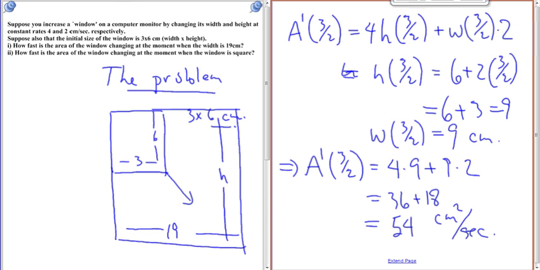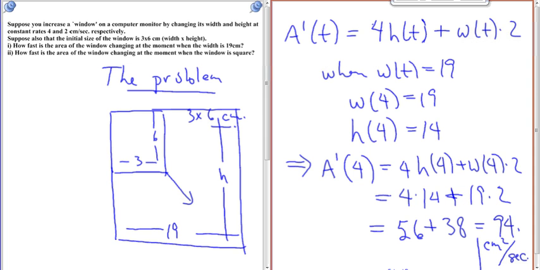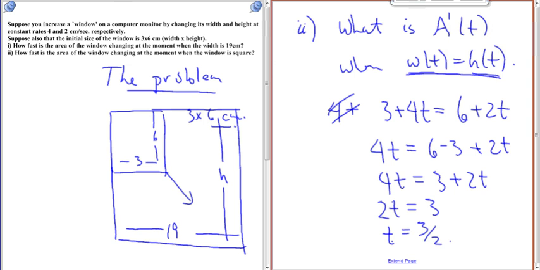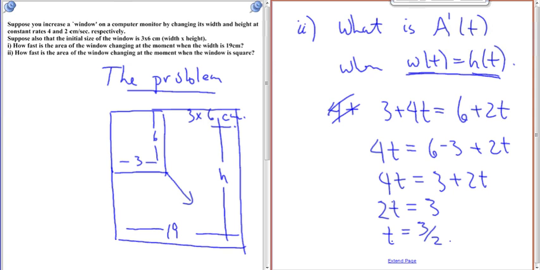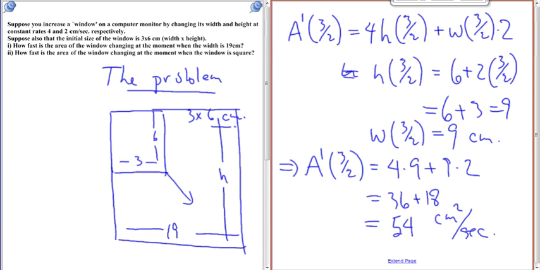It was, as I recall, let's go back. In part 1, we found our answer to be 94 centimeters squared per second. That was at 4 seconds, I believe. Correct? At a second and a half, we found it to be 54. So you can see that the rate at which the area is changing is increasing. At a second and a half, it's 54. At 4 seconds, it's even more, it's 94. So that's different from the height and the width. Even though the height and the width are increasing at a constant rate, the area is not.